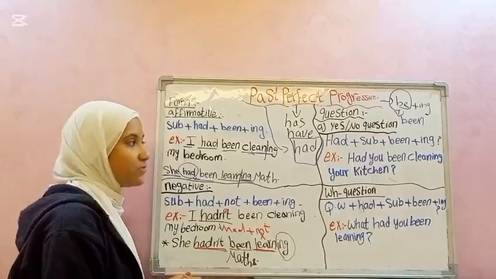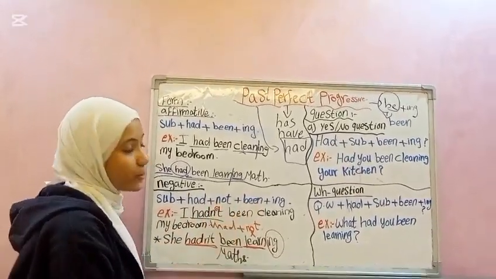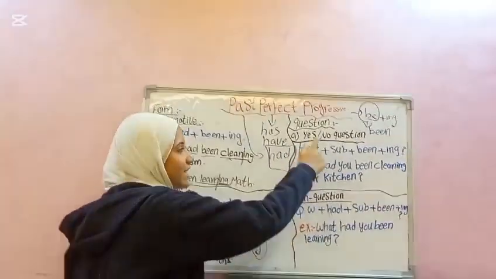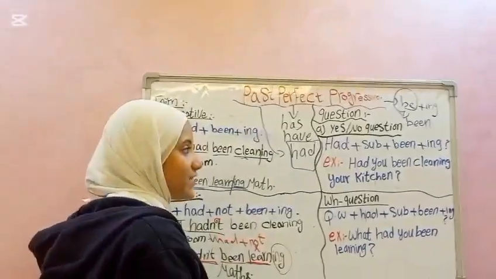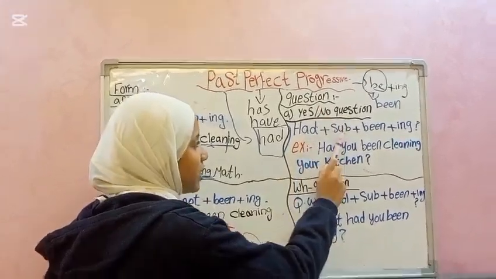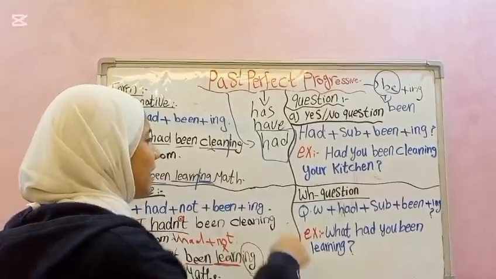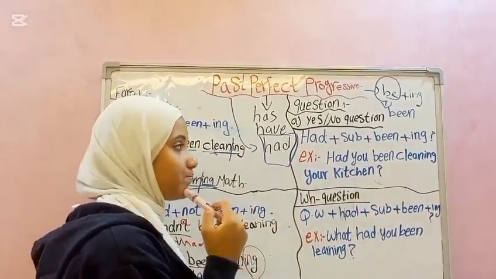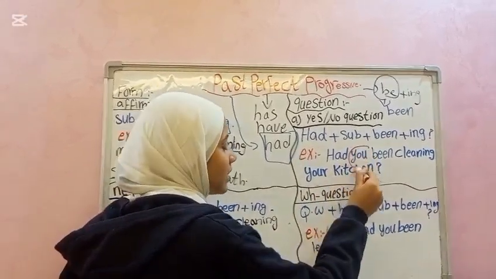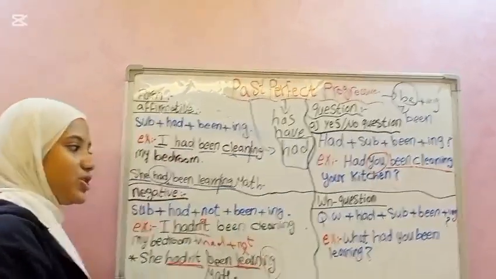Let's move to the question form. We know the two types of question, yes no question and WH question. Let's start with the yes no question. Yes no question starts with had plus subject plus been plus ing. An example, had you been cleaning your kitchen? Had, the subject, which is you, been cleaning. Clean is the main verb in ing.